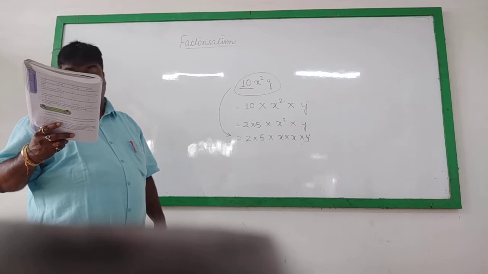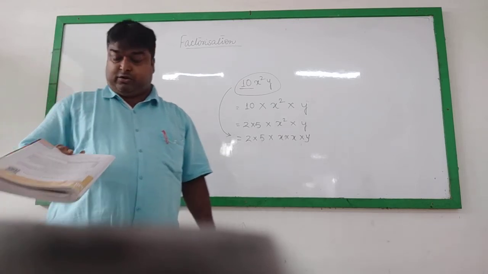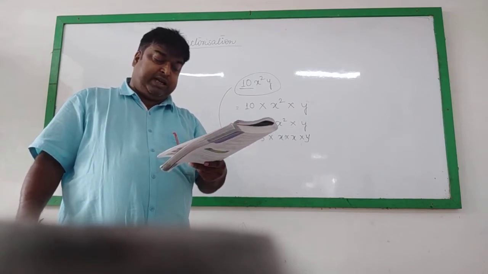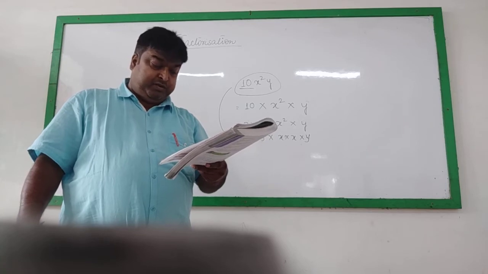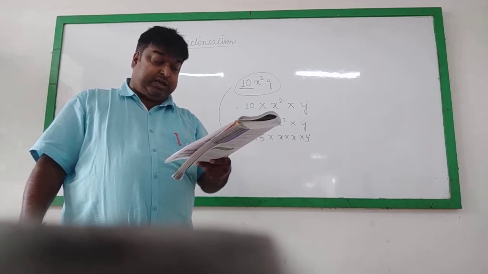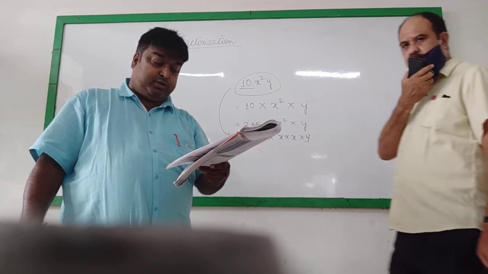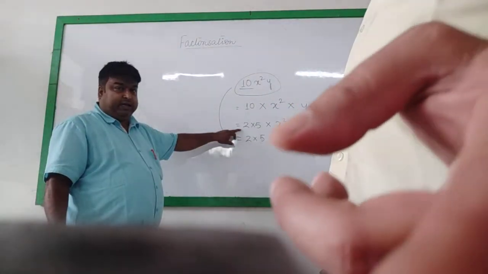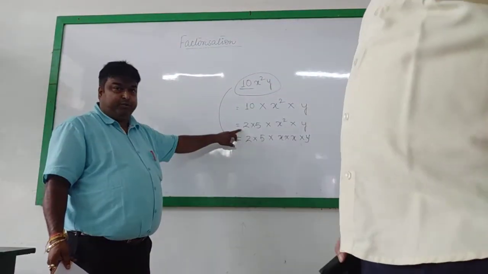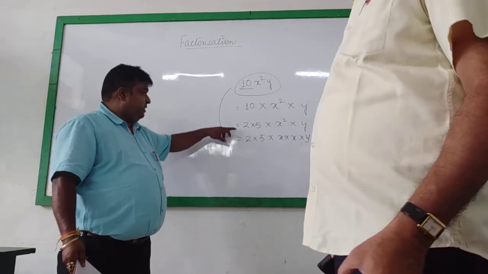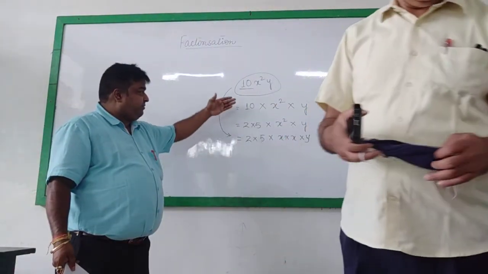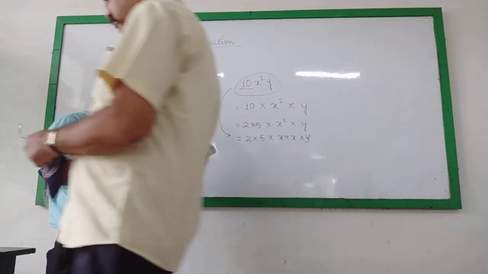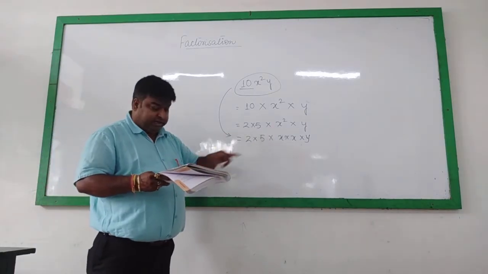Therefore, 10 and x square y are two factors of 10x square y. Here 10 is equal to 2 into 5 and x square y is equal to x square into y. So therefore 10x square y is equal to 10 into x square y, equal to 2 into 5 into x square into y. What I have written here directly, I am putting one equal sign and doing it this way. Then again further they have broken this x square as x into x.